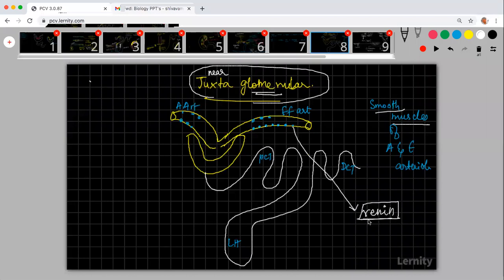Renin is produced. This renin will convert angiotensinogen into angiotensin. This angiotensin is doing two works. What are the two works it is doing? It will increase the aldosterone, and it will increase the BP. Okay, this is the role of it. So people with high BP will have frequent urination. Yes, they will. If your blood pressure is more, your urination level will be more.